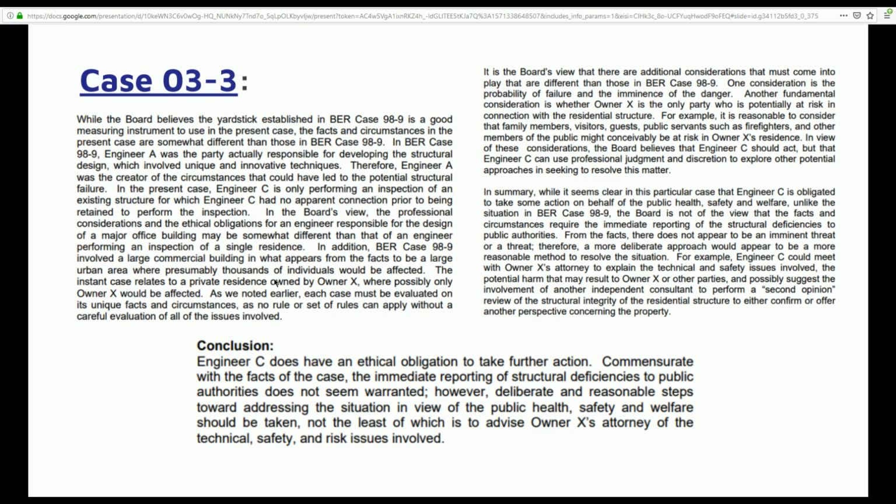In this case, it's a private residence, whereas in the case 89-9, it was a large commercial building that was in public use. So the fact that it was a large commercial building in public use and that a large segment of the public might be at risk from continued use of that building in those conditions of structural deficiency changes the ethical situation here. In the present case, 03-3, it's a private residence, and maybe only the owner and their immediate relations would be affected, and that owner has been fully informed of the risk involved.